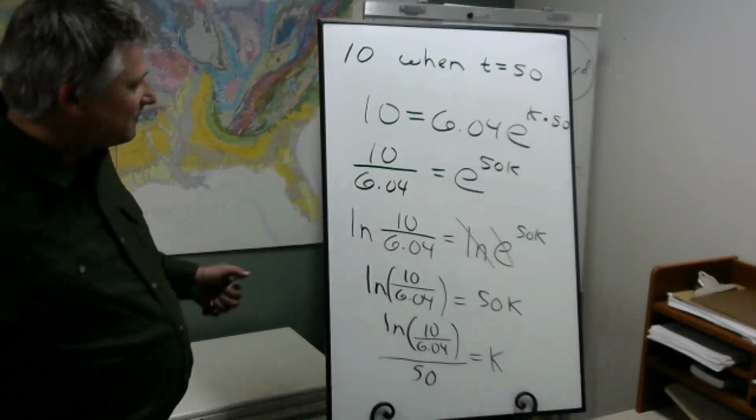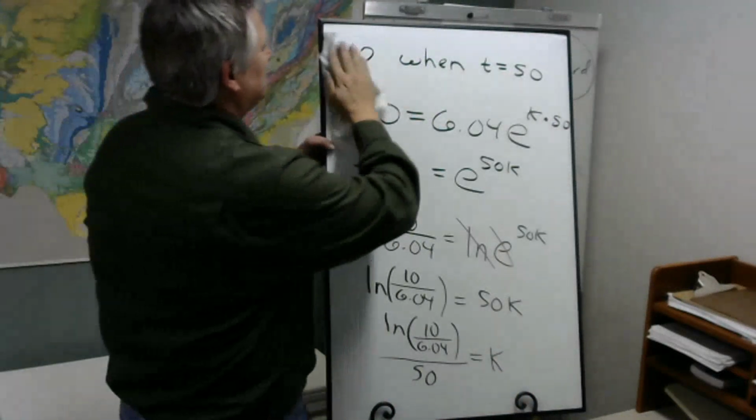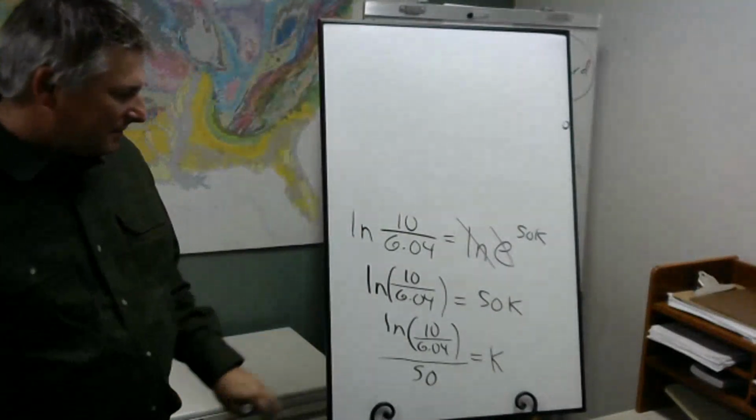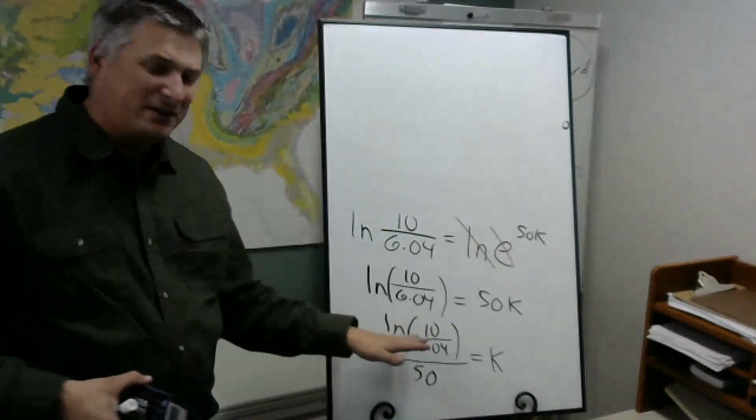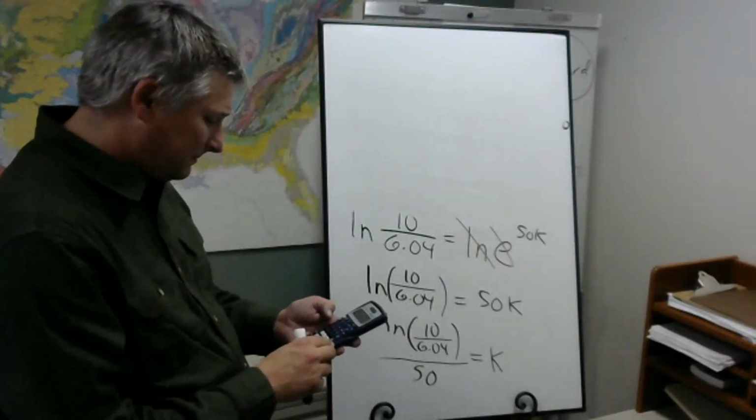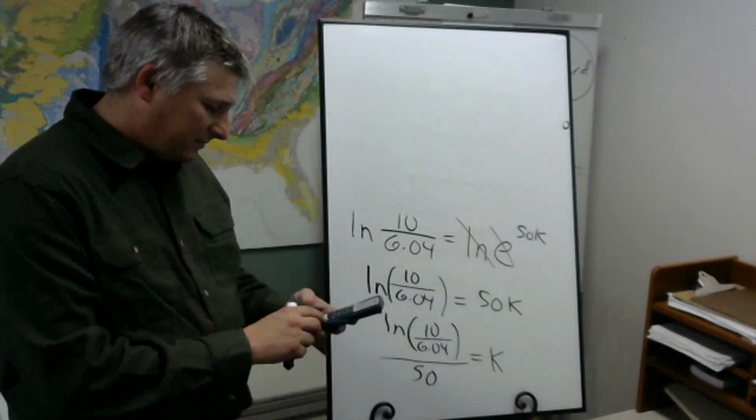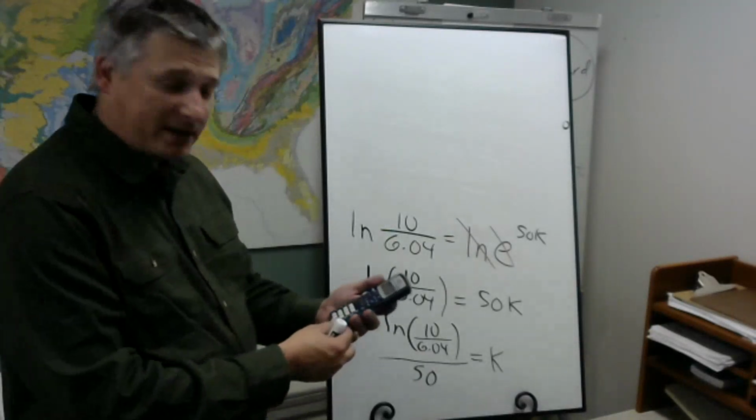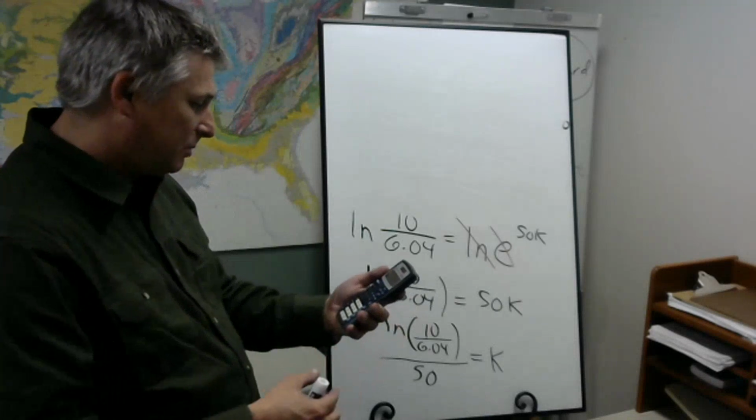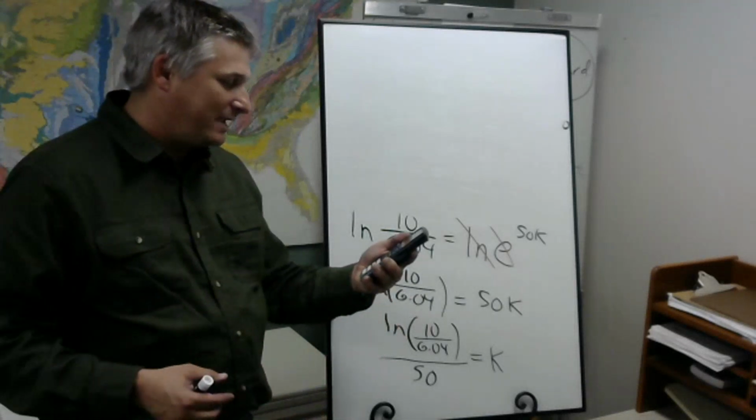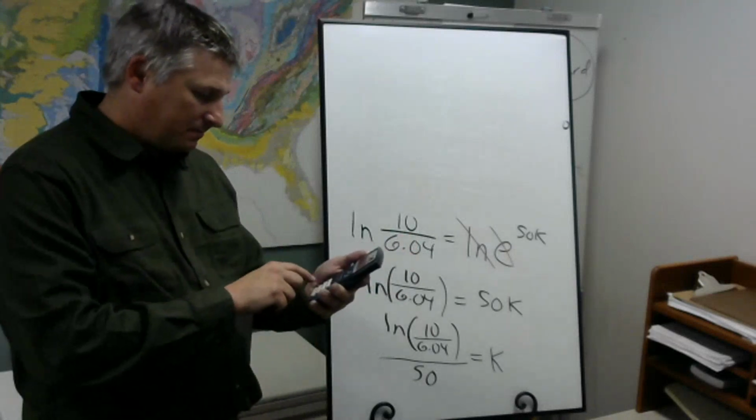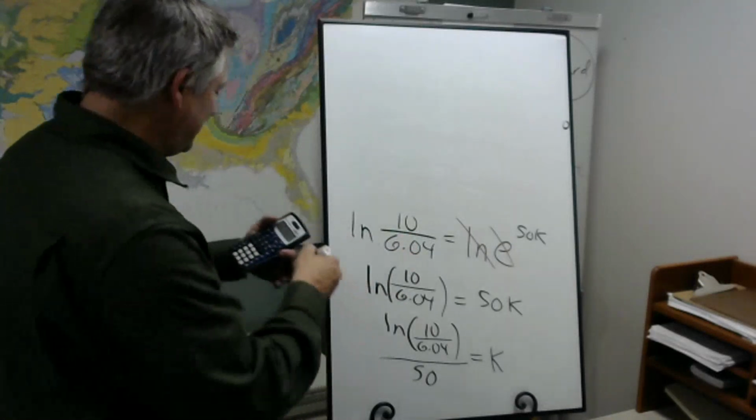So now I'm going to put this into my calculator. I want to try to not round anything until the very end if I can help it. So natural log of 10 divided by 6.04. I put that in my calculator. I get 0.504181081. Then I divide by 50. And I get this.